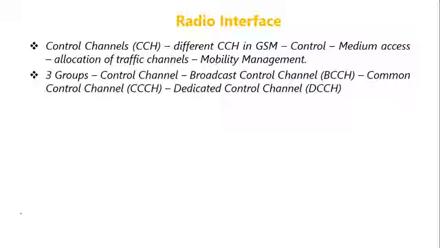Three groups of control channels have been defined. These are the broadcast control channel, called BCCH, the common control channel, called CCCH, and the dedicated control channel, called DCCH. So there are typically three groups of control channels available: broadcast control channel, common control channel, and dedicated control channel. So let us try to understand how each of these control channels works.